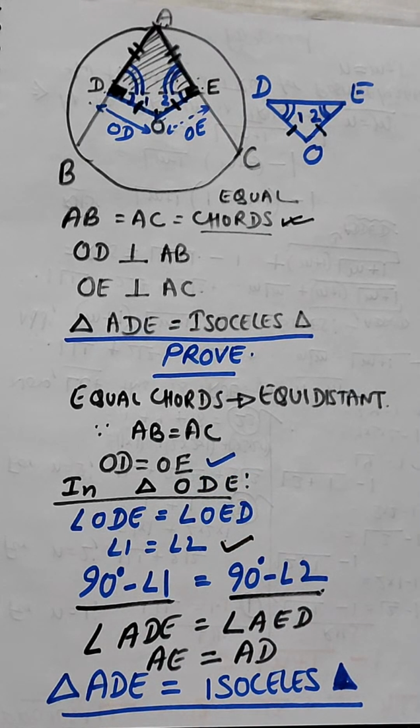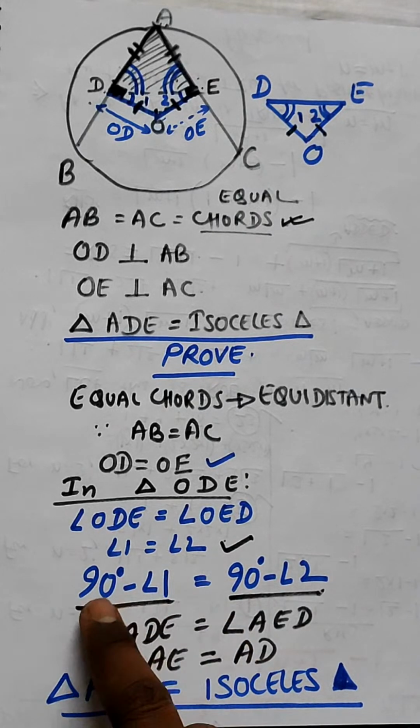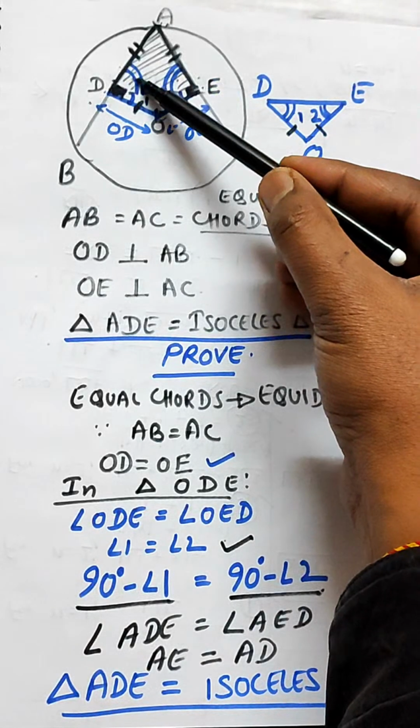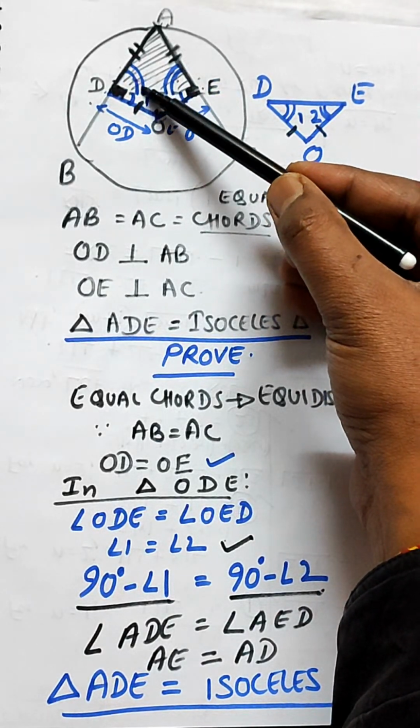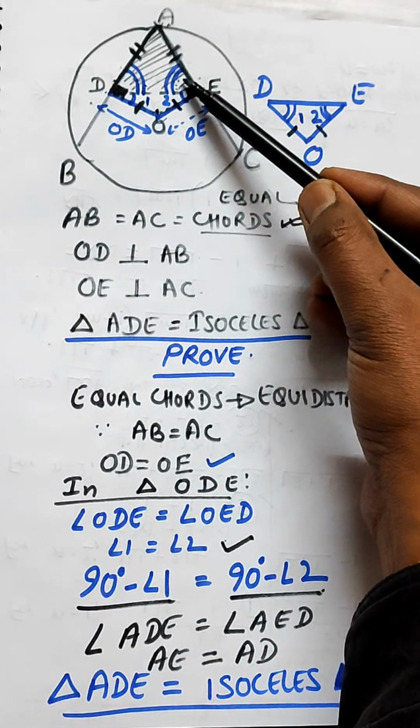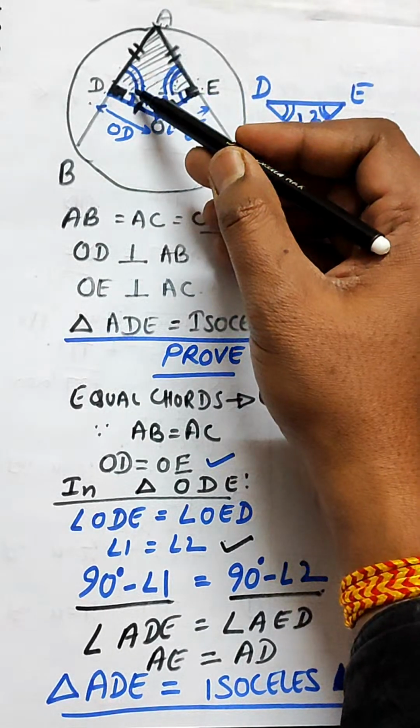Similarly, if OD equals OE, we can say in triangle ODE, angle 1 equals angle 2. What is angle 1? What is angle 2? I have shown you. Now we have proved it. Since angle 1 equals angle 2, 90 minus angle 1 is equal to 90 minus angle 2. 90 minus angle 1 will be this angle, marked with double lines, and this angle with double lines is 90 minus angle 2, right? So 90 minus angle 1 is equal to 90 minus angle 2.